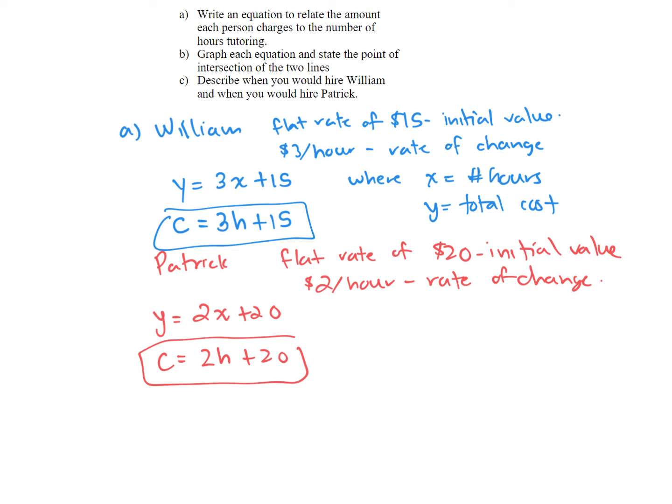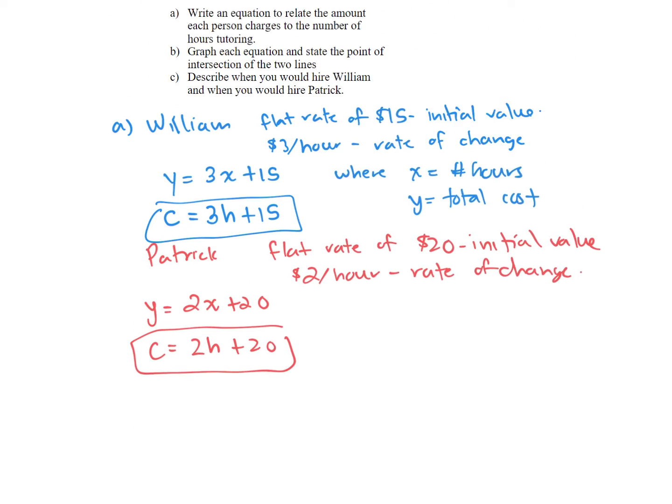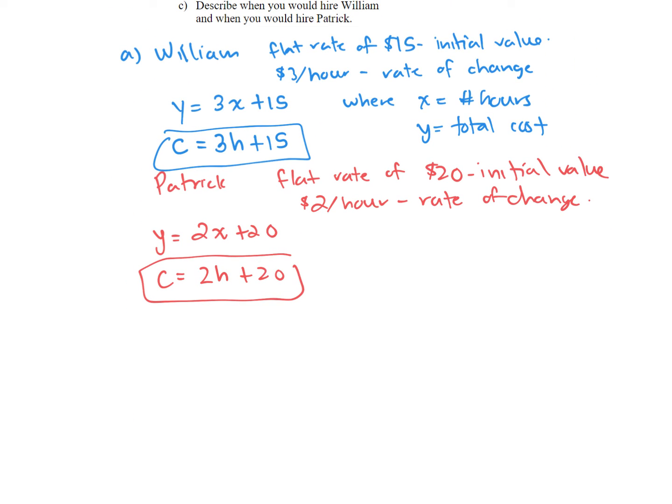So once you have done that, you want to graph each equation and state the point of intersection. And then we want to pick which tutor we would hire and when. Do I have a table here? I don't. So let's just put it on a grid. We'll just add a grid here. Where is my graph paper? Well, I can't find any graph paper, so we'll just make a grid.